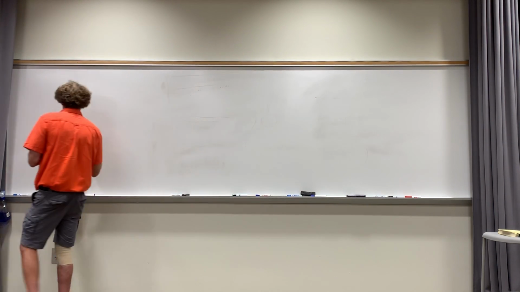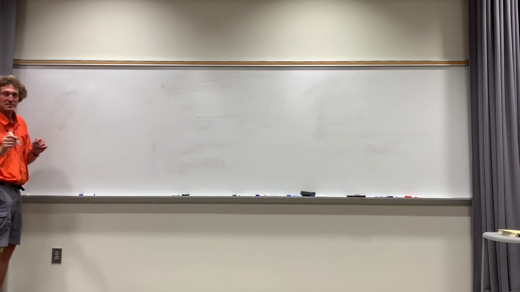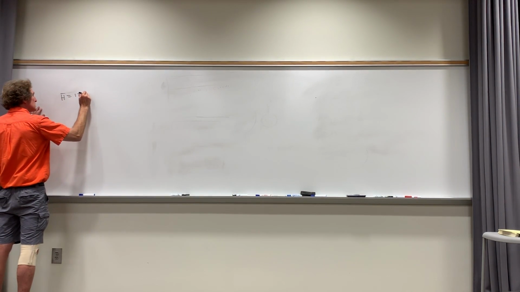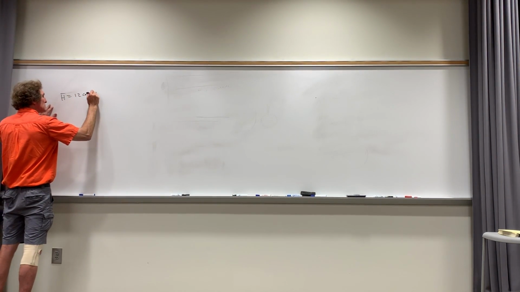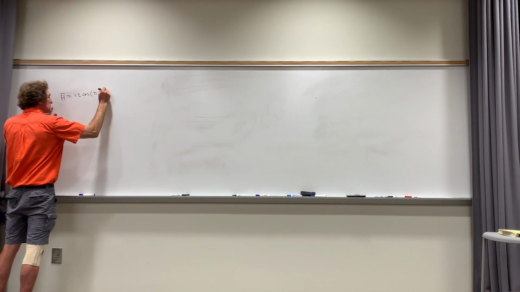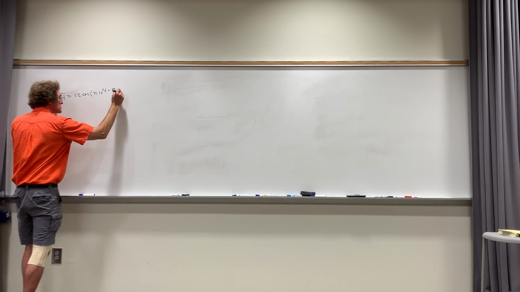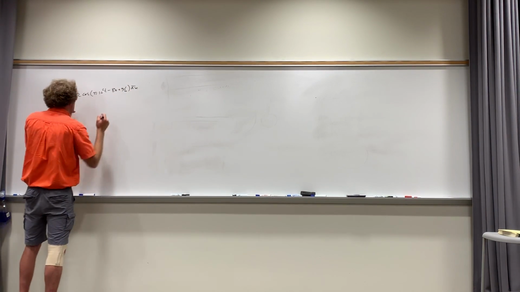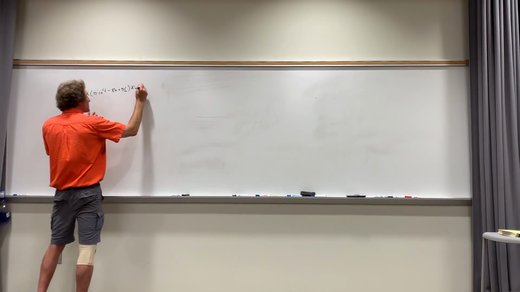All right, now say it again. H is equal to 12 cosine of pi times 10 to the 6 t minus beta z plus pi over 6, in the a_x direction. Okay, amps per meter.